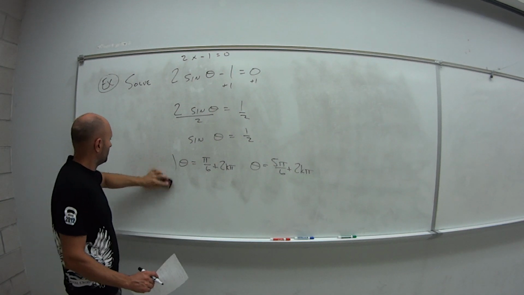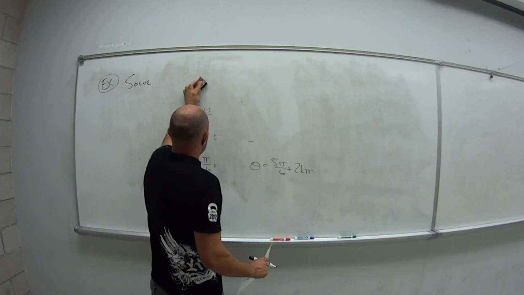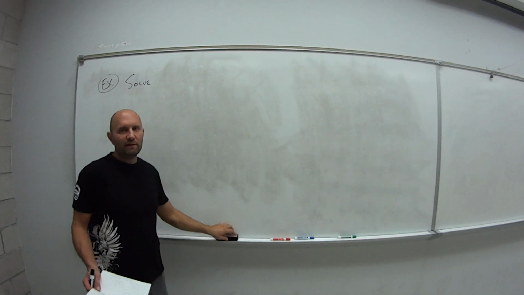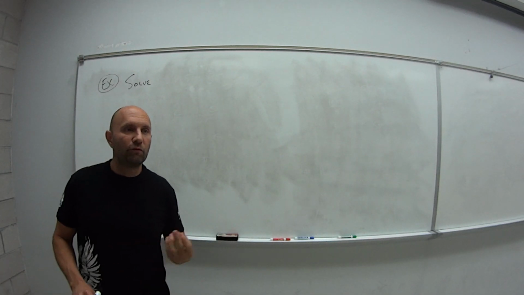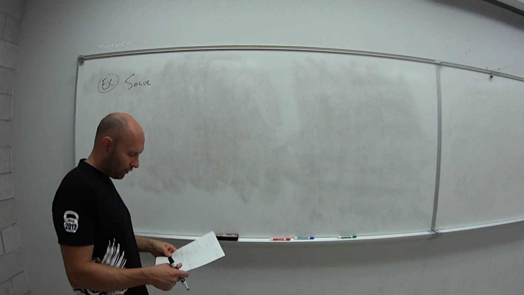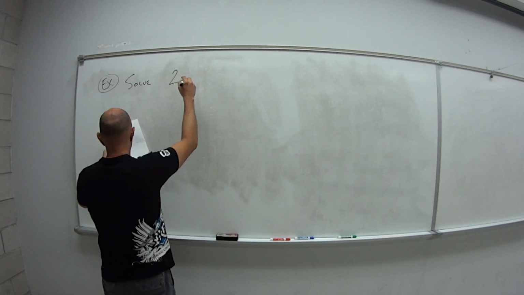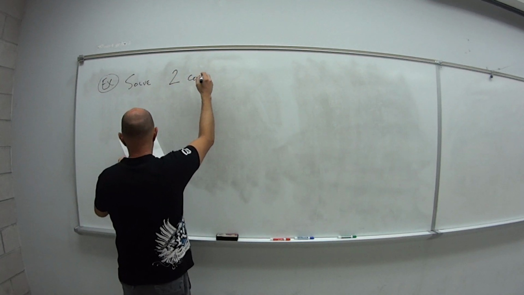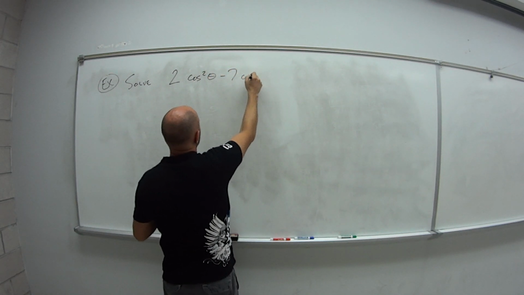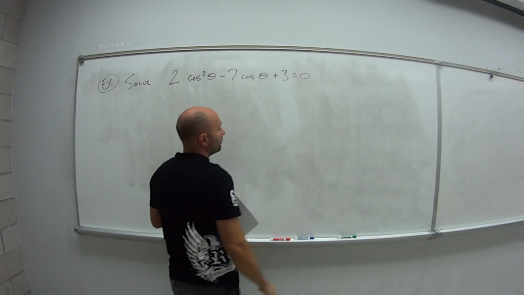All right, let's look at another example, another type you could encounter. So these examples we're going to do now are more representative of what you might see on exam 2, exam 3, your final exam. So they're going to be a little bit more complicated solving these trig functions. So for example, if we want to solve 2 cosine squared theta minus 7 cosine theta plus 3 equals 0.